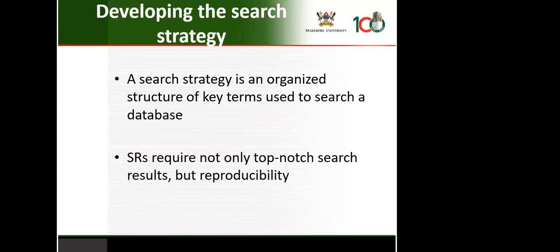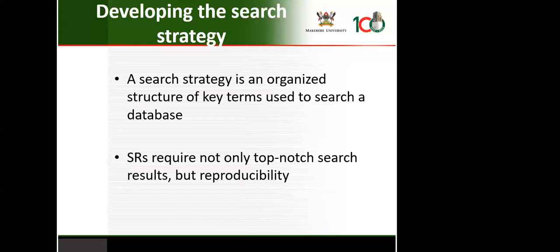So I defined the search strategy as an organized structure of key terms used to search a database. And I also said that systematic reviews require not only top-notch search results, but reproducibility. When you do your search strategy, you must make sure that it is reproducible. It will produce the same results when you use it again.